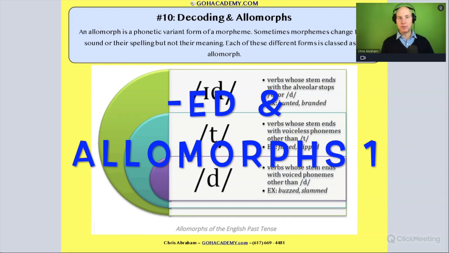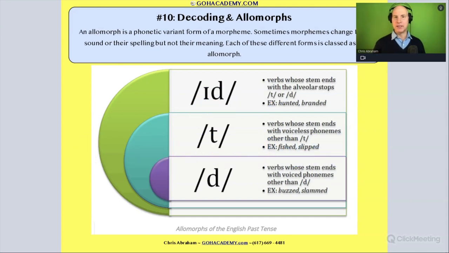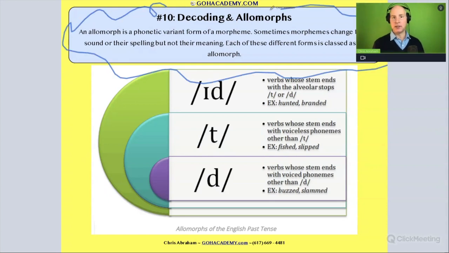Hi team, I want to take a moment and talk about allomorphs and decoding. This is a concept that you might see maybe on an English language learner exam. This vocab comes up a lot there, but it also comes up on your exam too. So an allomorph is a type of morpheme, and we should clarify what a morpheme is. A morpheme is the smallest part of a word that carries meaning.